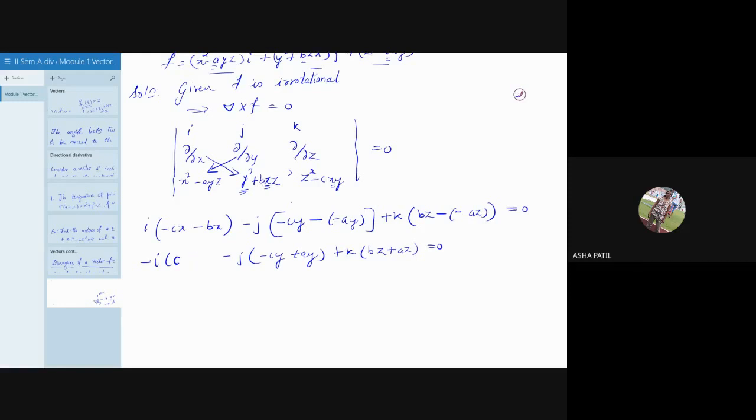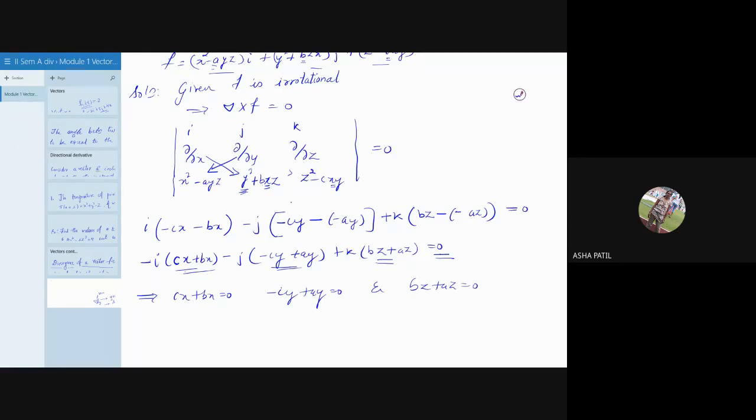How to find the constants? Yes? Components of i, j and k equal to 0. Okay. Because the sum is equal to 0, then each of the terms must be equal to 0. Then only the sum can be equal to 0. It is not product here. We have got the sum of 3 terms must be equal to 0. That means each of the terms should be equal to 0. So this implies cx plus bx is equal to 0, minus cy plus ay is equal to 0, and bz plus az equal to 0.